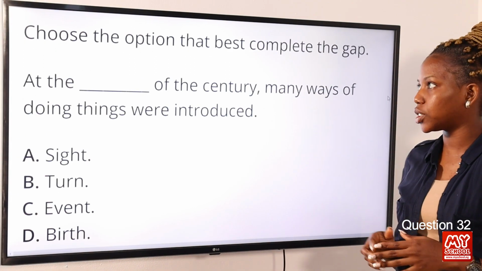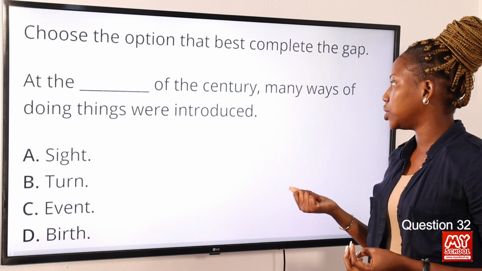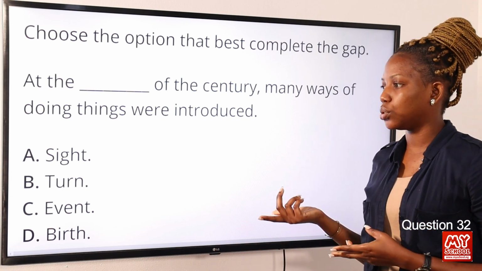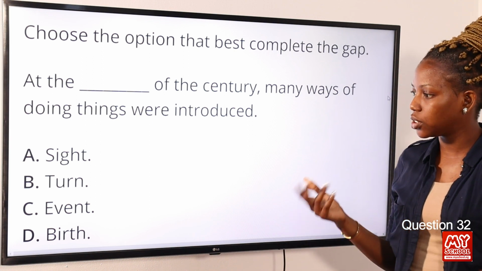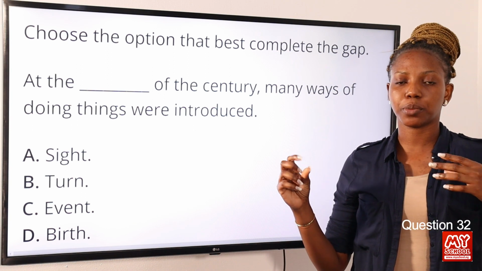Question 32. Choose the option that best completes the gap. At the dash of the century, many ways of doing things were introduced. Option A, sight. Option B, turn. Option C, event. Option D, birth. Now, the answer to this question is option B, turn.